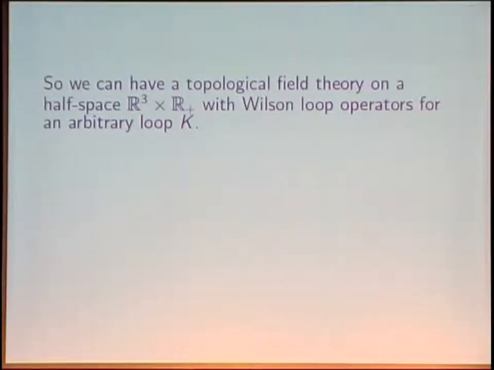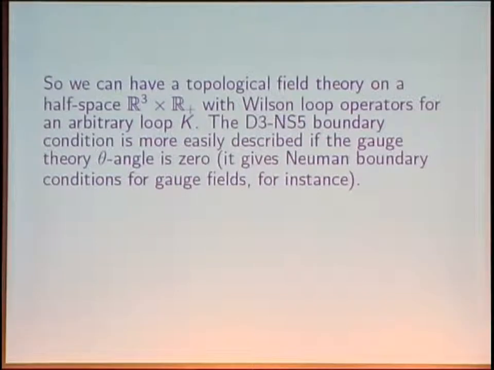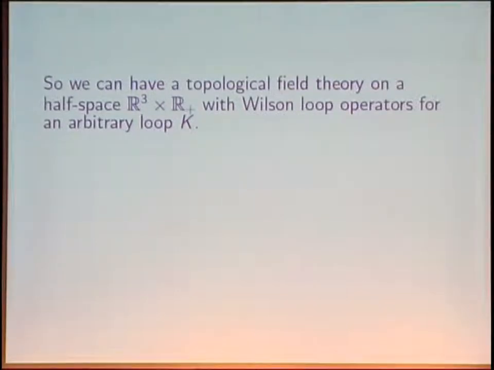So we can have a topological field theory on a half space with Wilson loop operators for arbitrary loops. So it's true, but it's still not interesting. For the same reason as before, we can still untie any loops, any knots.